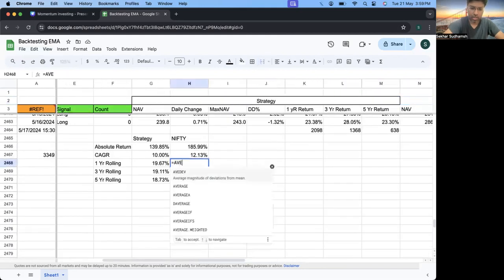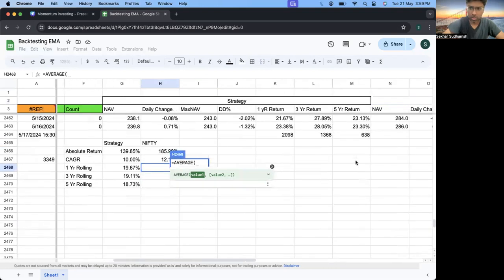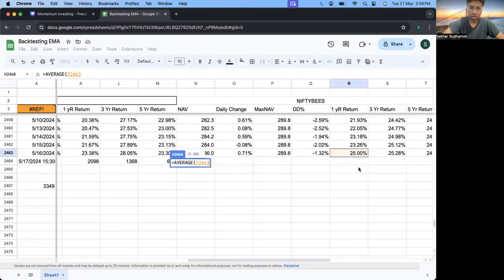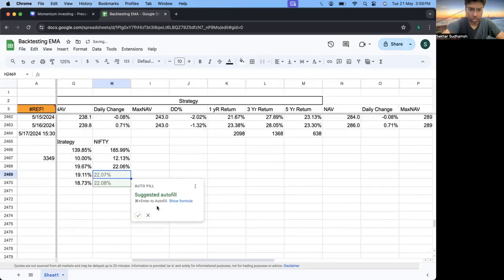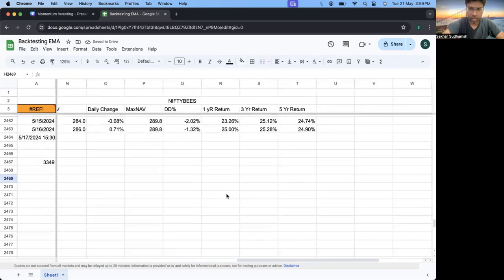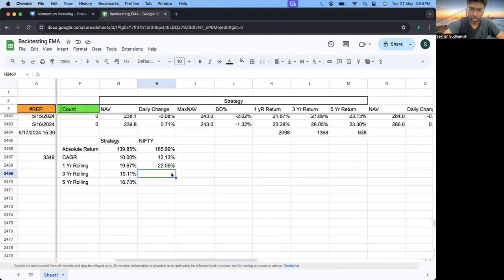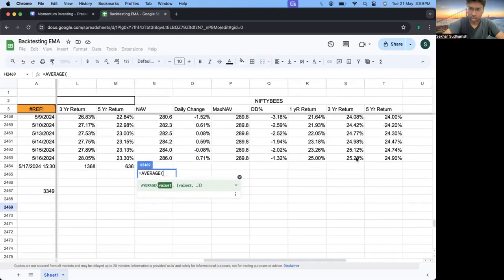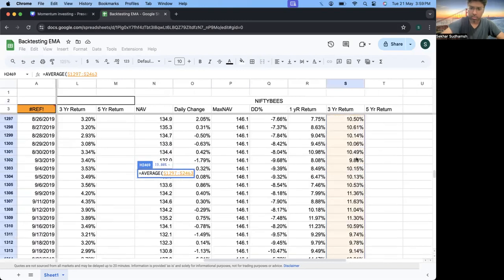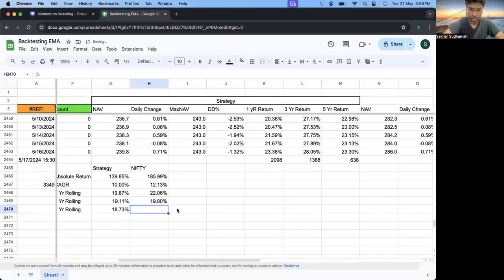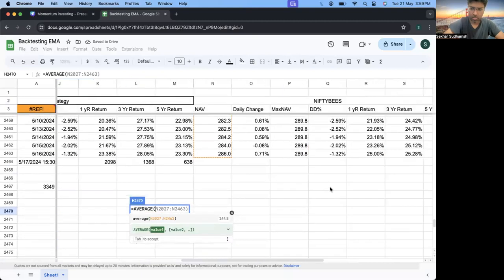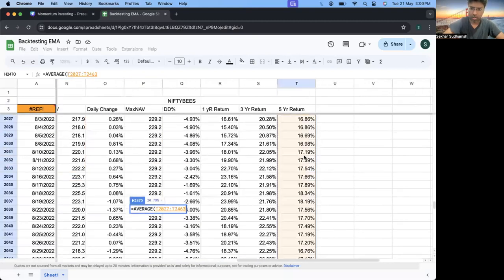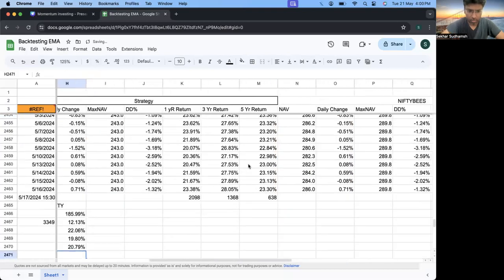Now let me calculate 1-year rolling returns, which is the average of all such 1-year returns that were possible during this time frame. And for the 3-year rolling period, equal to average, I'll use the 3-year return. And for the 5 years, we're going to use the 5-year rolling return.